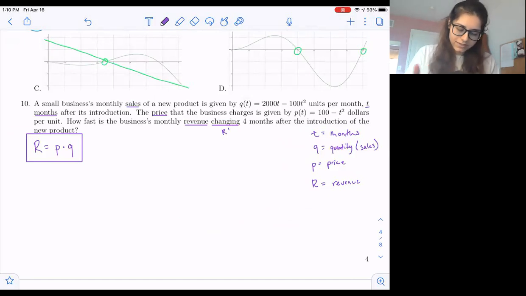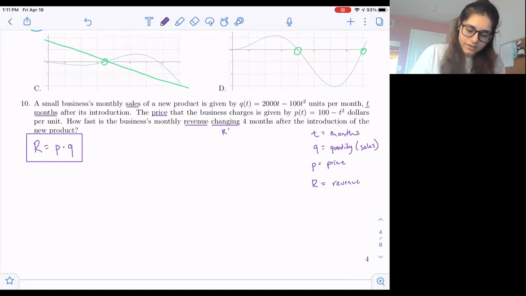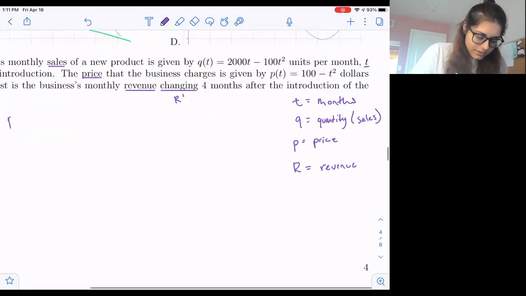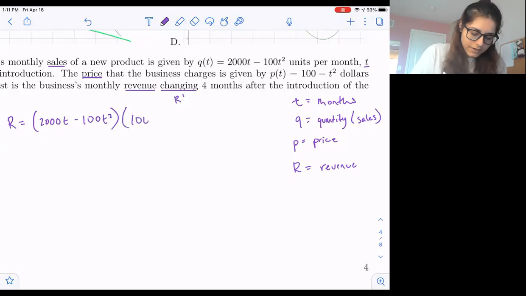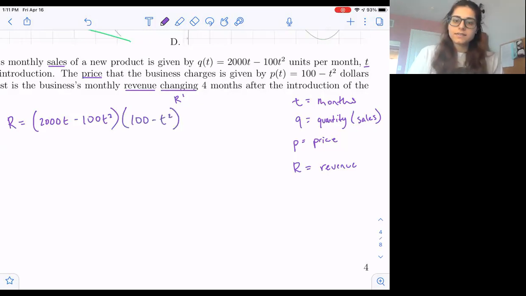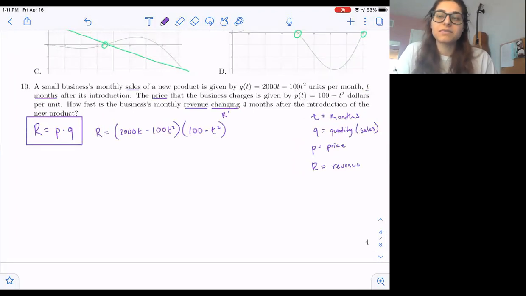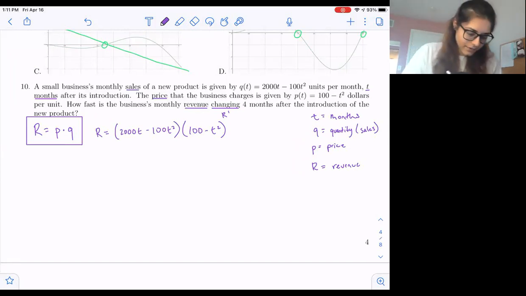Okay, so they gave us the two, Q and P. We're going to multiply them together to get R. So R equals Q, that's 2000 T minus 100 T squared, times P, 100 minus T squared. That is our revenue function. We want to find how fast the revenue is changing at a certain time T. So we want to find the derivative of R.